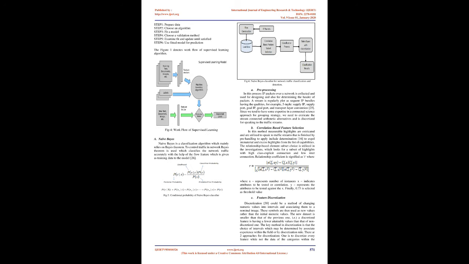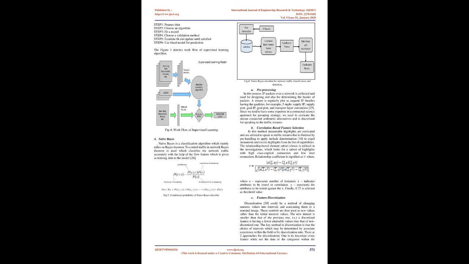Supervised learning algorithms. The supervised machine learning algorithms are naive Bayes, support vector machine (SVM), and k-nearest neighbor. The steps involved in a supervised machine learning algorithm are: STEP1, prepare data. STEP2, choose an algorithm. STEP3, fit a model. STEP4, choose a validation method. STEP5, examine fit and update until satisfied. STEP6, use fitted model for prediction. Figure 1 denotes the workflow of the supervised learning algorithm.